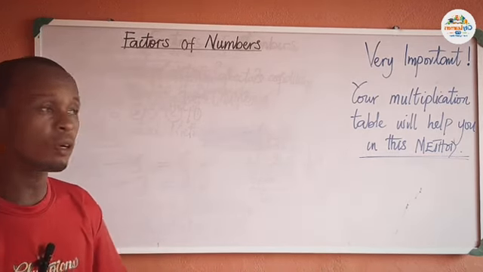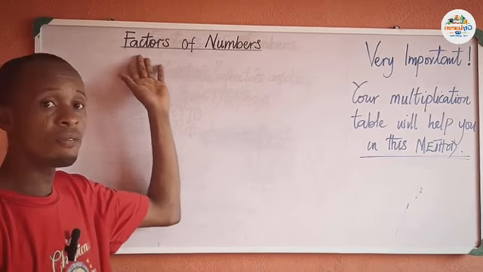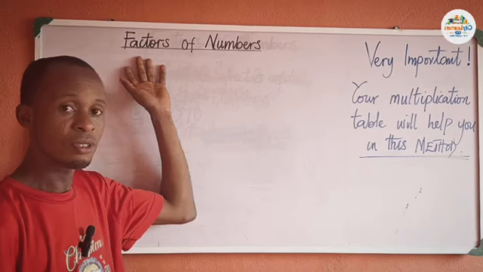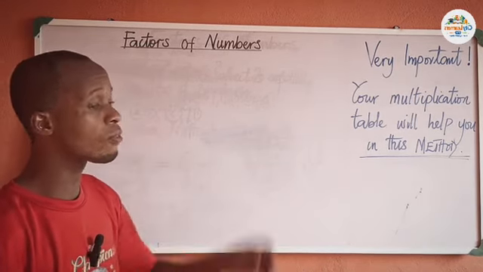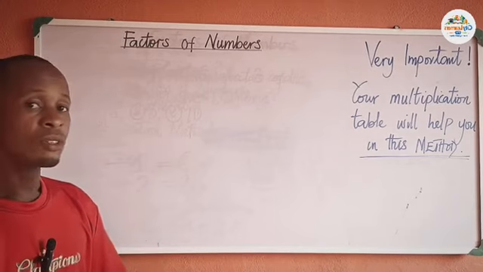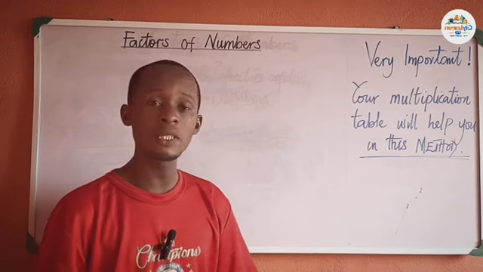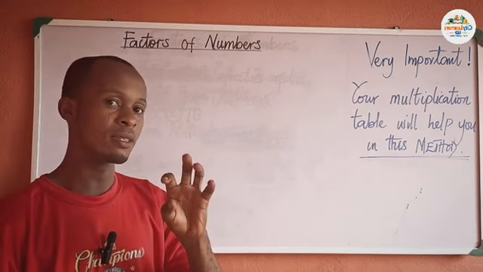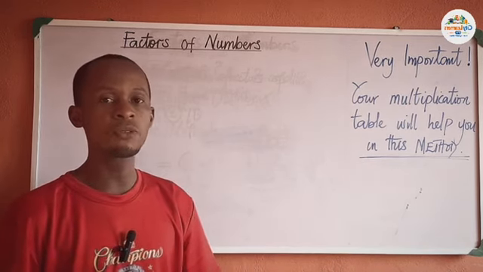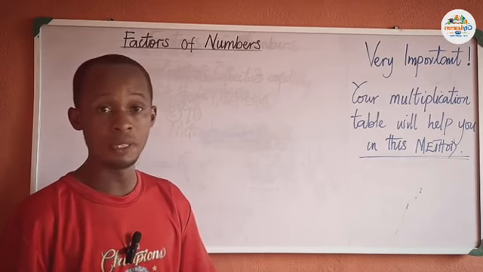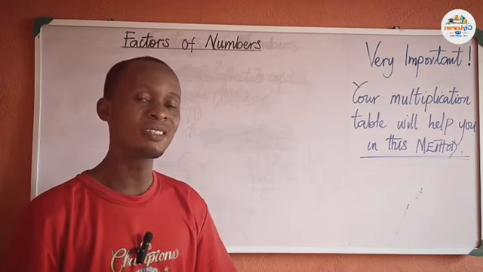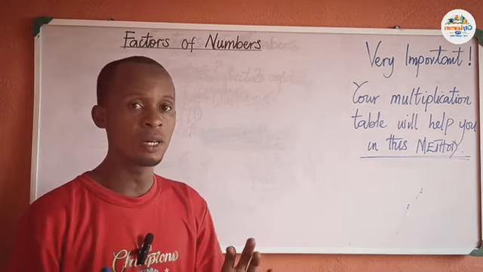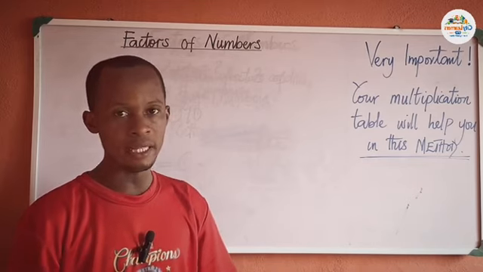Recall that we have talked about the meaning of factors, factors of given numbers. Still on factors, of course. And also remember that we have talked about the two methods that we can use to find factors of given numbers. Factors of given numbers are numbers that can divide the given numbers without any remainder.